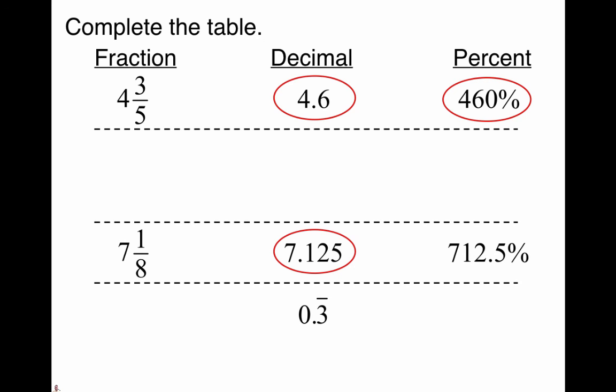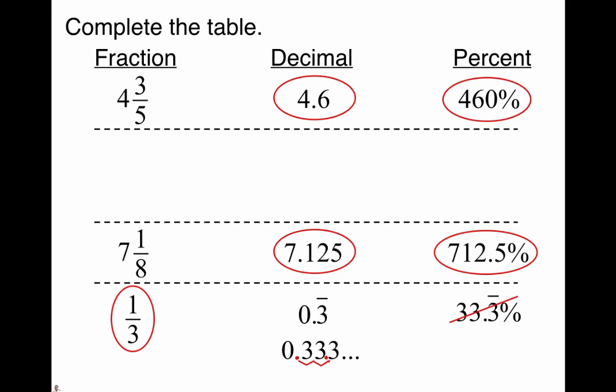0.3 with a bar over it. Remember, this is one of those ones you should have memorized. As a fraction, it's 1/3. And then as a percent, I don't want 33.3 with a bar over it. I want you to remember it's 33 1/3%.